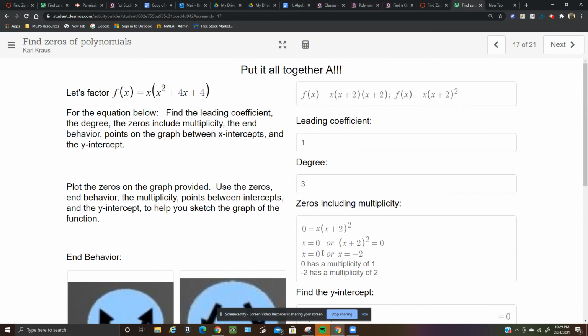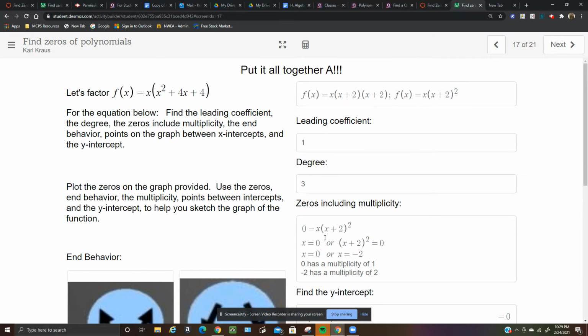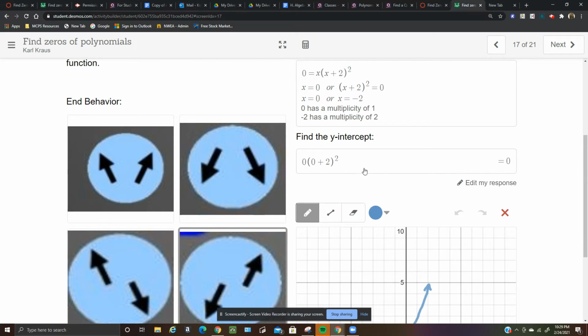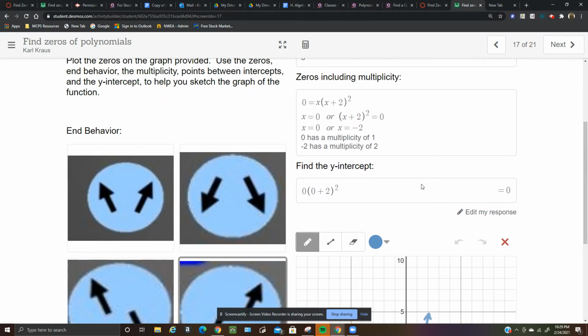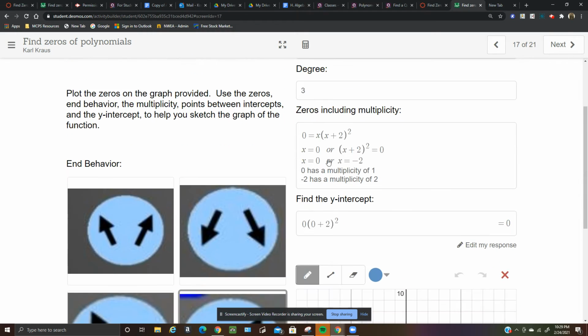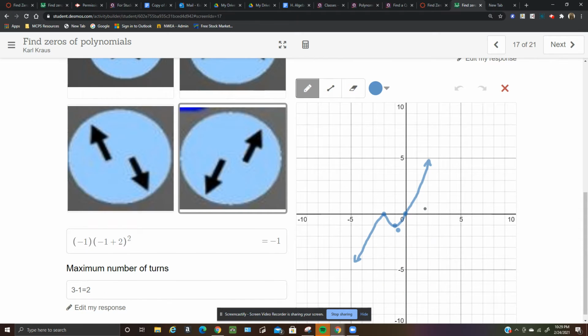Equate the factors to 0. You get x equals 0 or x equals negative 2. 0 has a multiplicity of 1 and negative 2 has a multiplicity of 2. The y-intercept, plug in a 0, you get 0. The end behavior: leading coefficient positive, the degree is odd. The right side goes up, left side goes down.